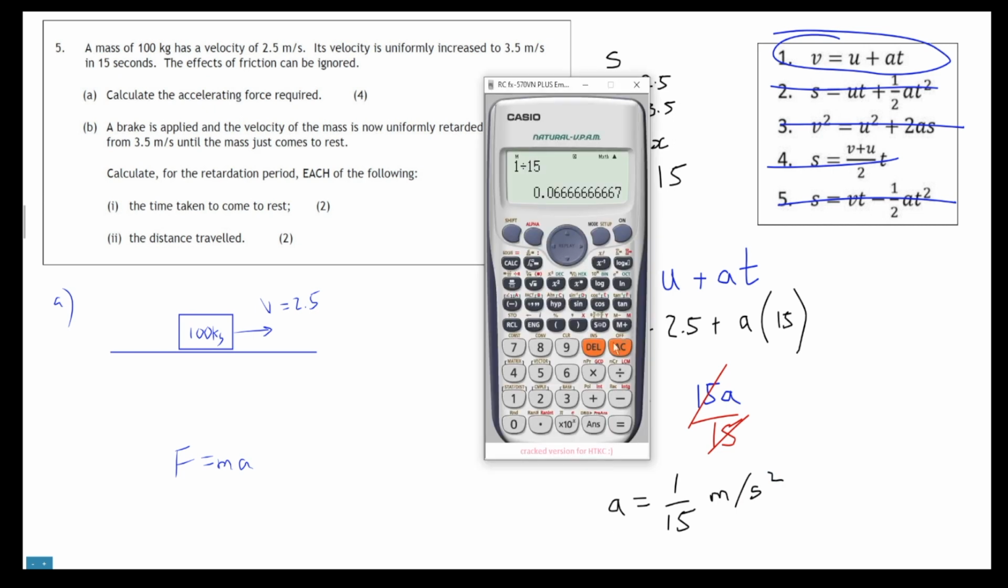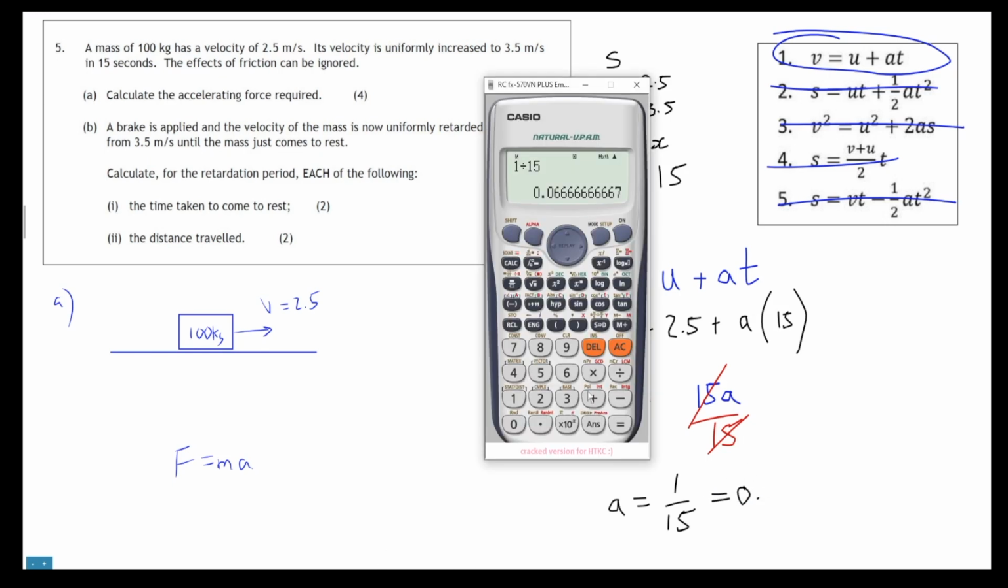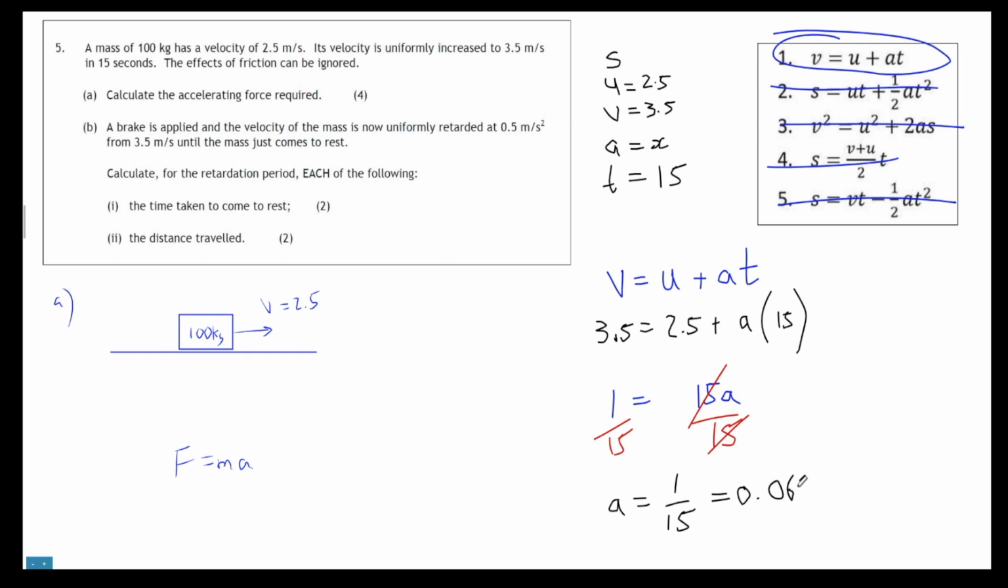I'm still going to write it as a decimal because you guys are engineers, and that's not really a good way to have it if you're an engineer, I guess. 0.6667 is better. So this is equal to 0.066667 meters per second squared. This is the acceleration, but it's not the force. We have to go back to F equals ma to get that. So the final part of the question is calculating the accelerating force required.